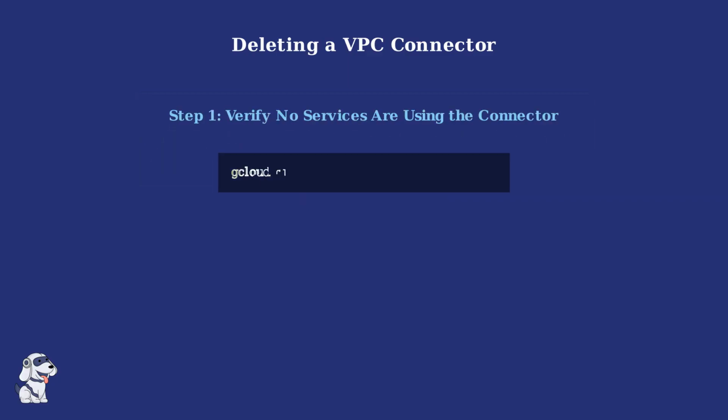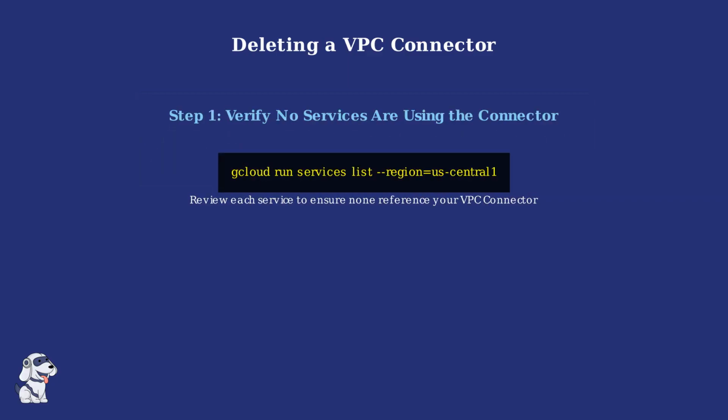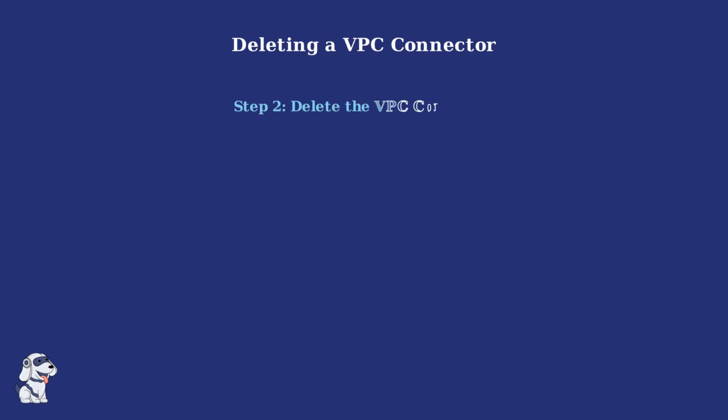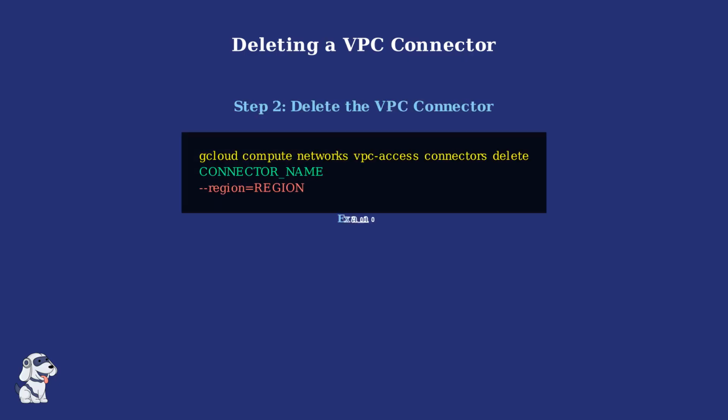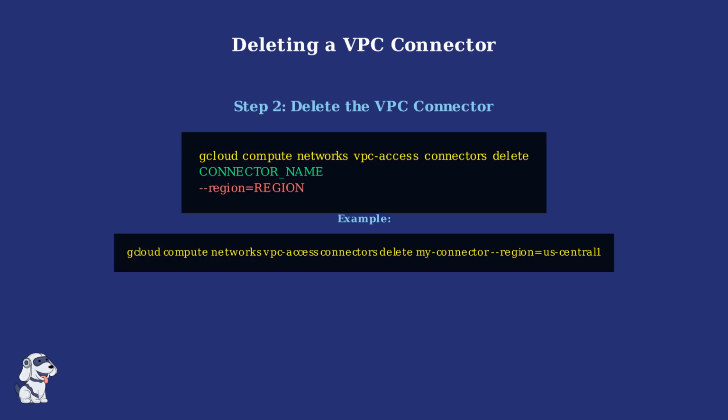Step 1 is to verify that no Cloud Run services are currently using your VPC connector. You can list all your Cloud Run services and check their configurations to ensure none are referencing the connector you want to delete. Step 2 is executing the deletion command. The gcloud command follows a specific pattern. gcloud compute networks vpc-access connectors delete, followed by the connector name and the region where it was created.